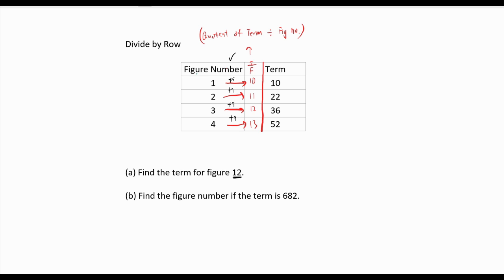So for figure 12, the quotient must be 21, because 12 plus 9 equals 21. So to find the term, we use the figure number times the quotient, or 12 times 21, which is 252.